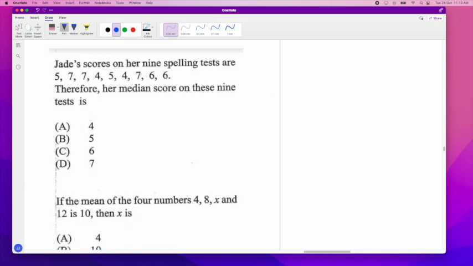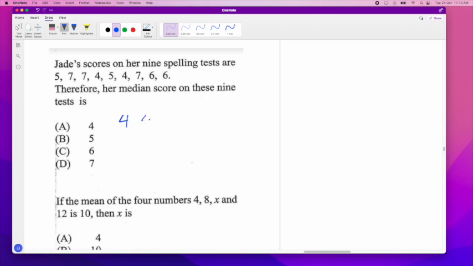Jada's scores on her 9 spelling tests are these. Therefore, her median score on these 9 tests is. Median is the number in the middle, but we need to put it in ascending order.